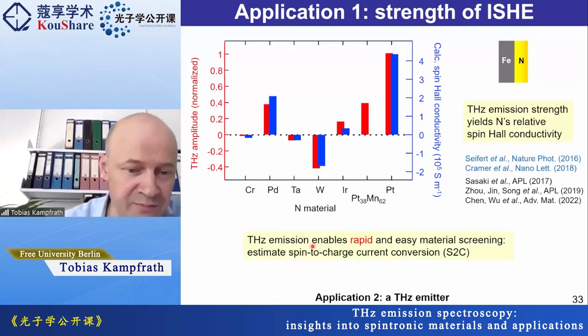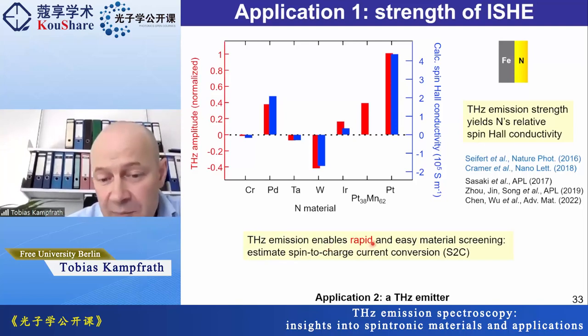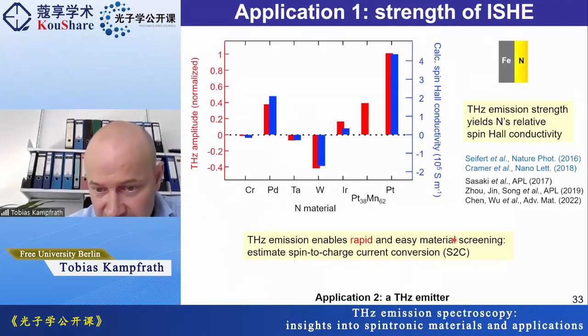And this means that terahertz emission enables a rapid and pretty easy screening of materials. And this is important for people in spintronics, because they often want to estimate the spin-to-charge current conversion in these materials. There are also examples from the group of Xiaojun Wu. She, for example, studied topological insulators on top of ferromagnets.